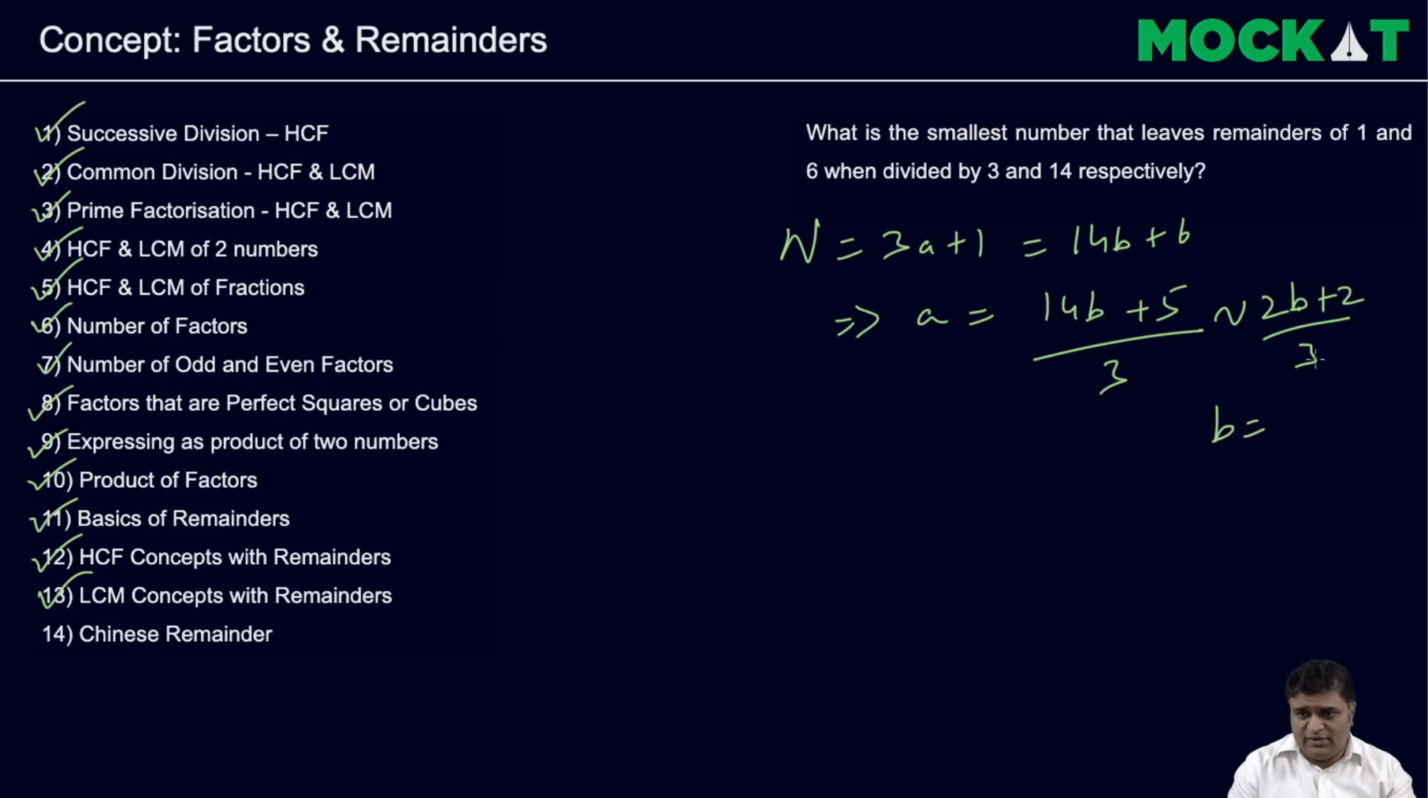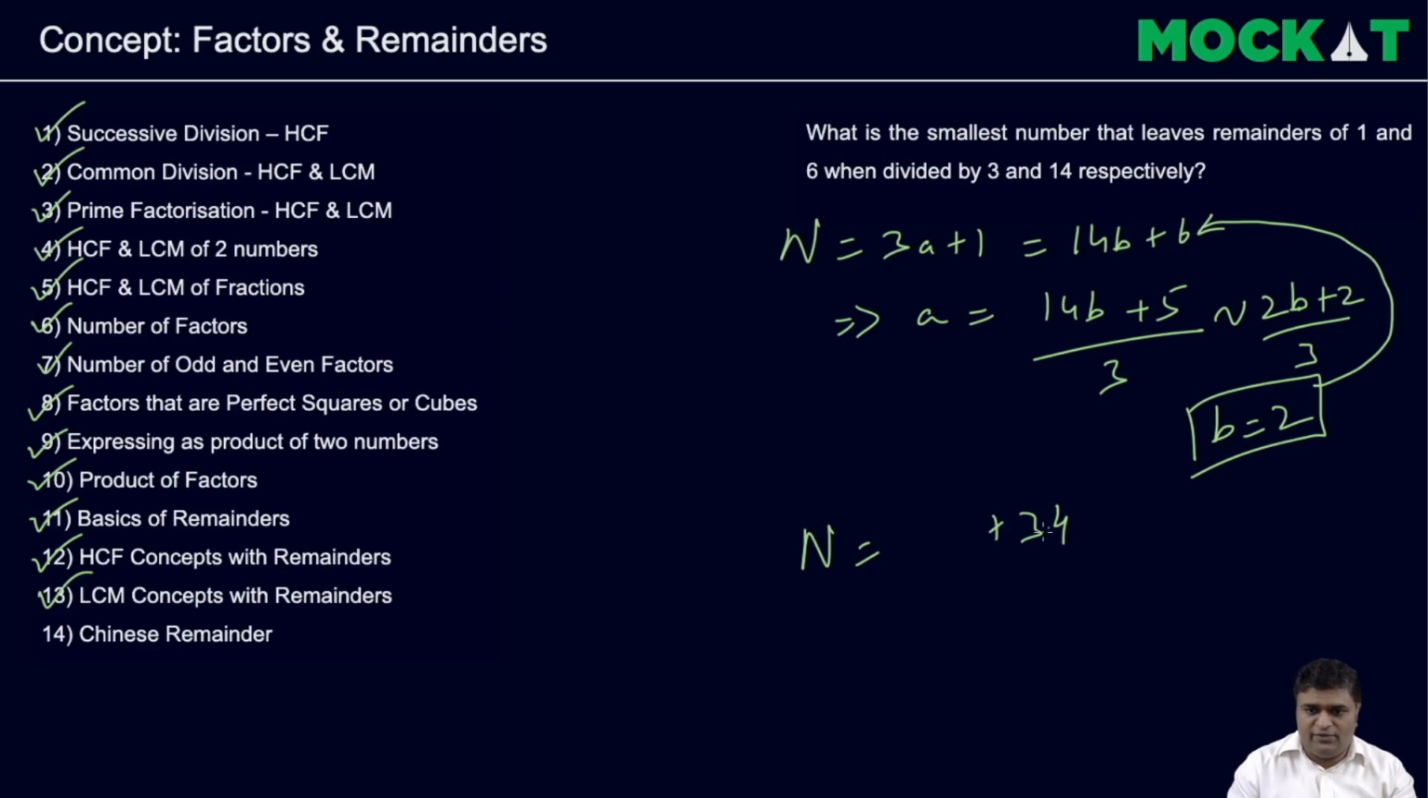B equals 0 will give us 2 by 3, it's not divisible. B equals 1 is going to give us 4 by 3, which also is not divisible. B equals 2 is going to satisfy, because we get 6 by 3 over here. Now b equals 2 has to be plugged into this value to find the smallest number. The smallest number is going to be 2 into 14, 28, plus 6, which is 34. So 34 when divided by 3 leaves a remainder of 1 and divided by 14 leaves a remainder of 6.